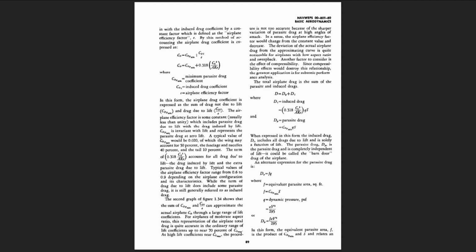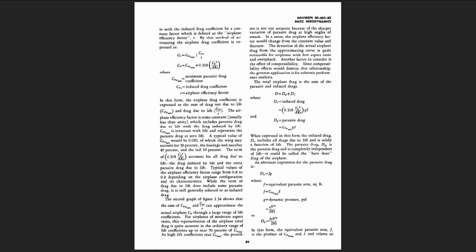The total airplane drag is the sum of the parasite and induced drags. D = DP + DI, where DI = induced drag, or DI = 0.318 CL² / (AR e) q S, and DP = parasite drag, or DP = CDp min q S.